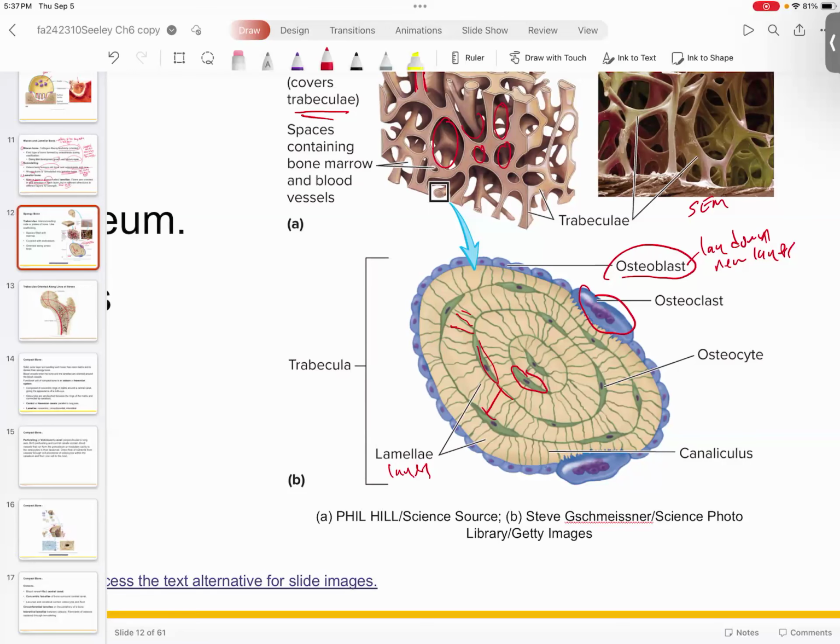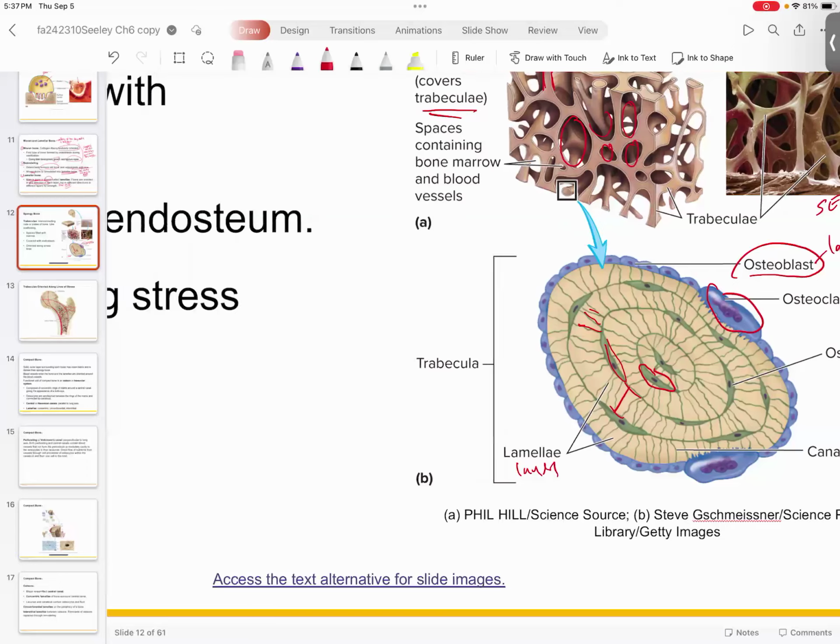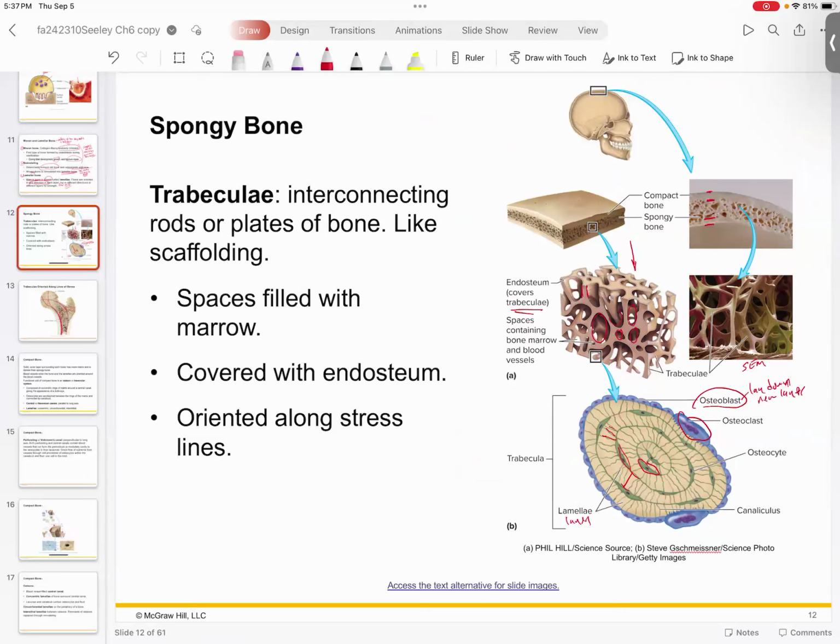So that's basically what it looks like. It's also very similar to what an osteon looks like in compact bone. But typically, the spaces in spongy bone are filled with fat and marrow. It's usually covered with a layer called the endosteum. Endo basically means inside, and osteum refers to bone, so it means inside the bone. It's an inner layer, or an inner liner.